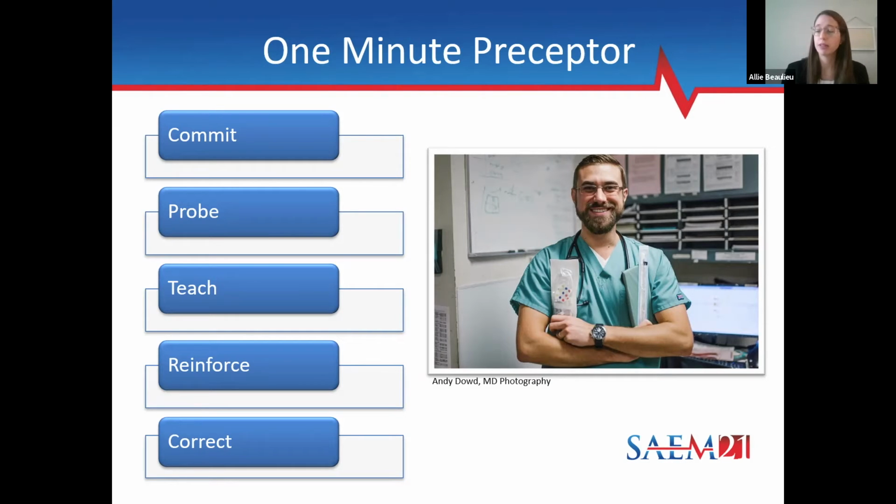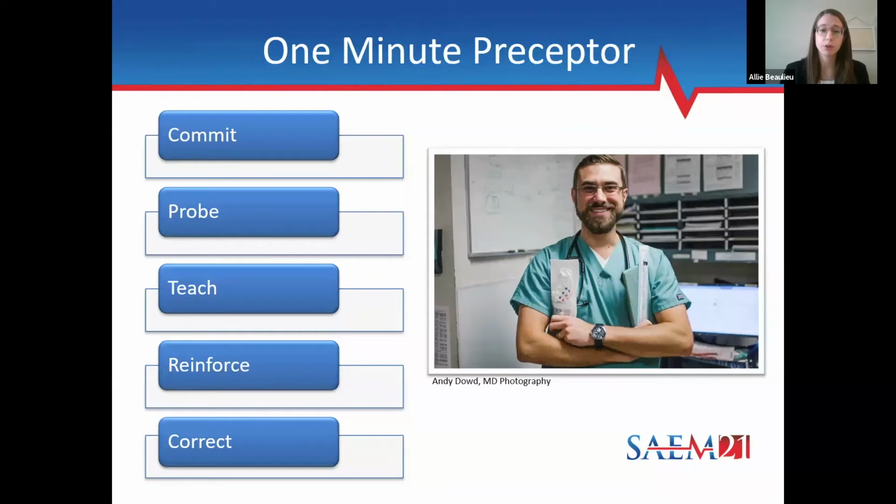So the first step in the 1-minute preceptor is to get a commitment from your learner. So after listening to a presentation, identify where the student or resident could make a commitment. Depending on the stage of the learner, this initial question will vary. It could be something like, what do you think the diagnosis is? To, do you think this patient will be admitted or discharged home? Does this patient need an A-line?